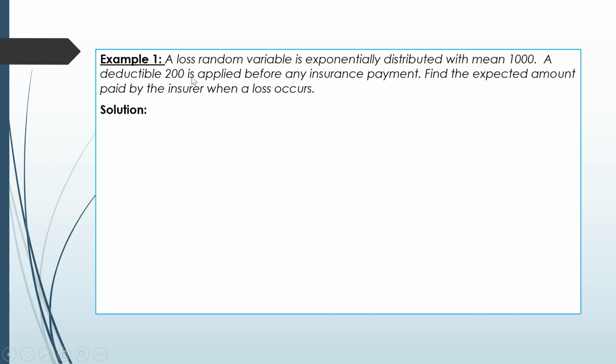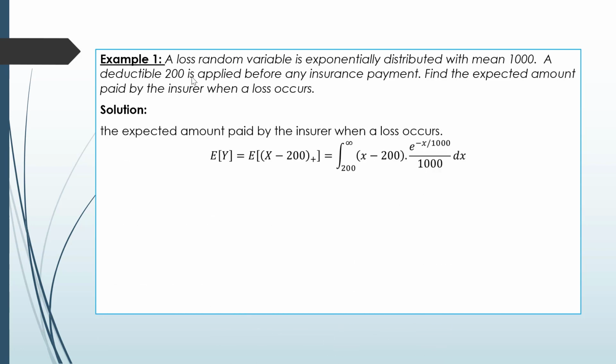So the expected amount paid by the insurer when a loss occurs is, we integrate from 200 to infinity, x minus 200 times the PDF of x. Here x follows an exponential distribution with mean of 1,000. So the PDF is e to the negative x over 1,000, the whole thing divided by 1,000.